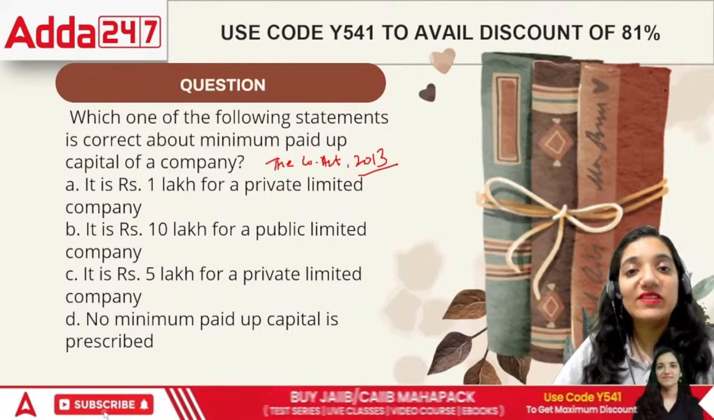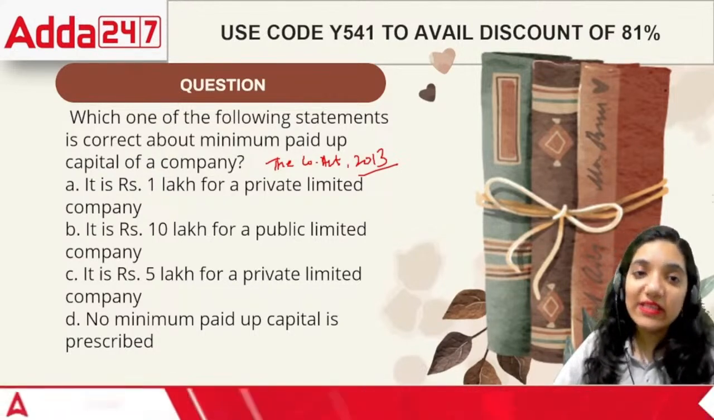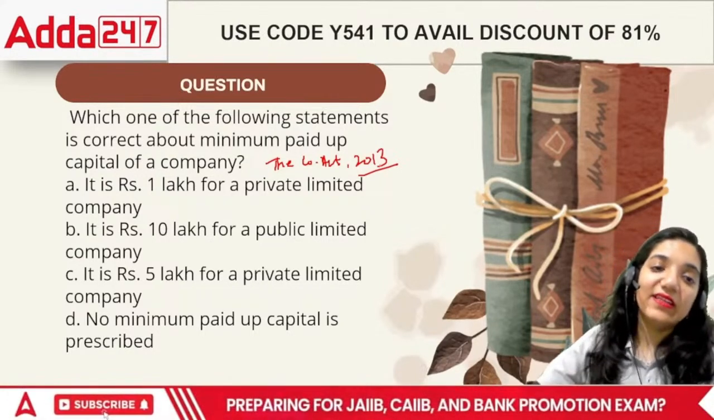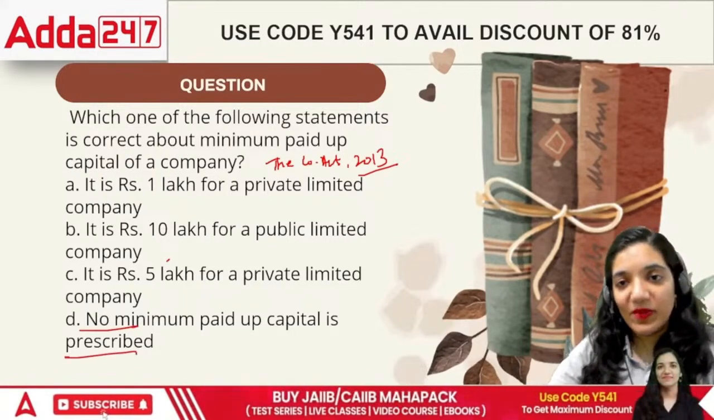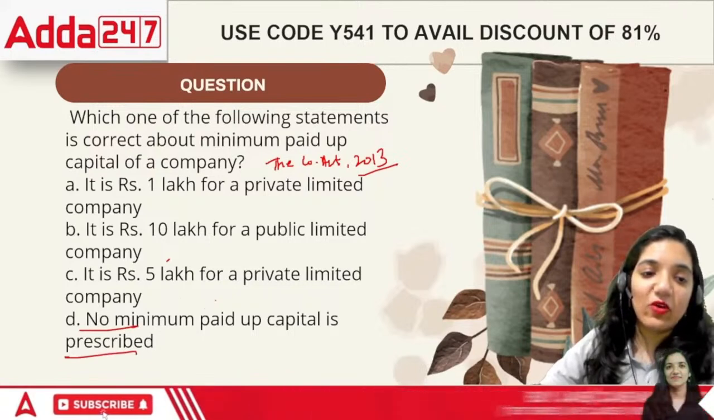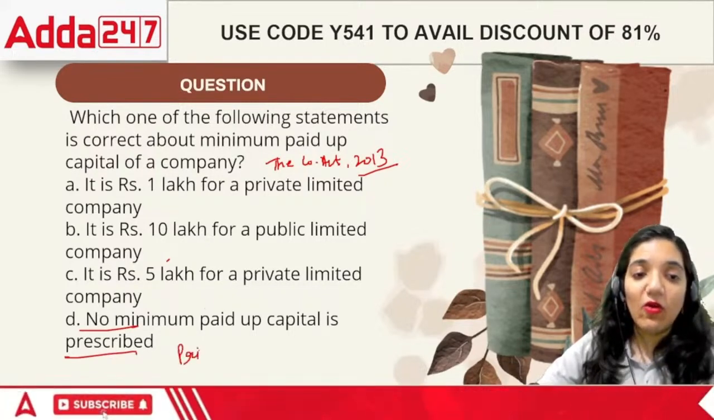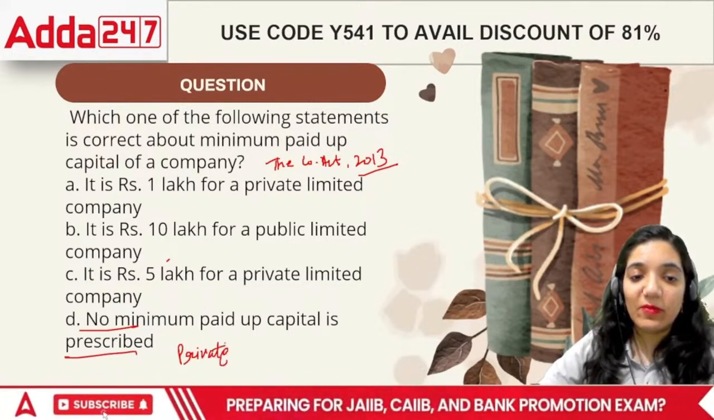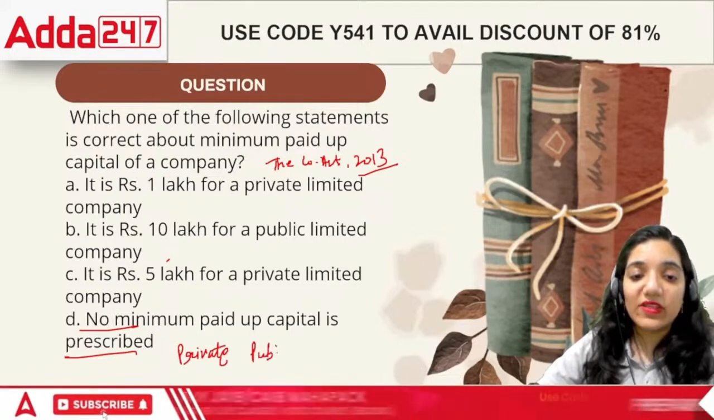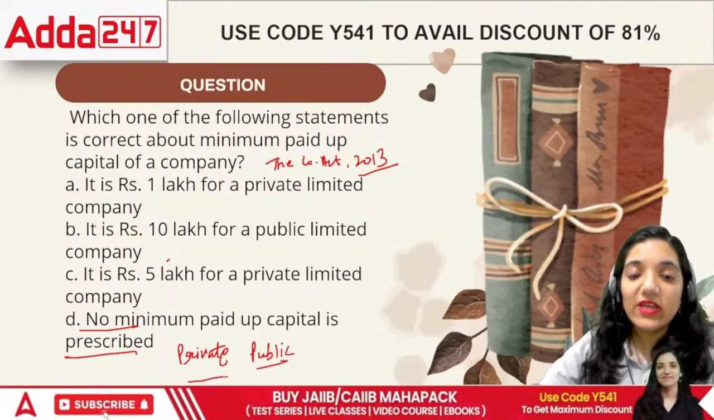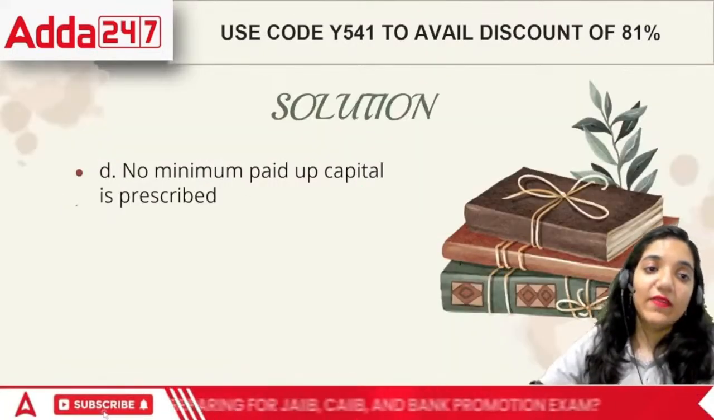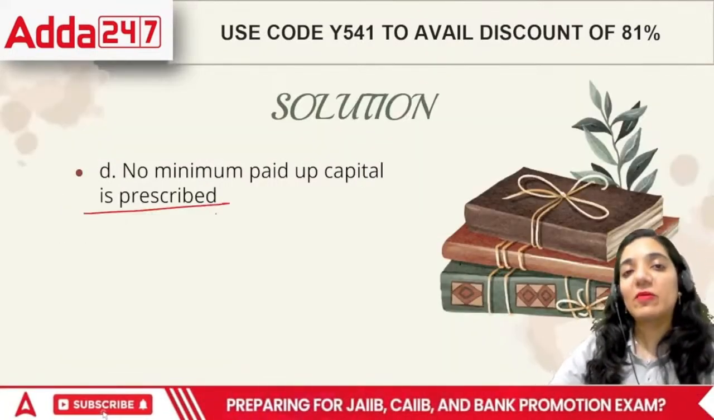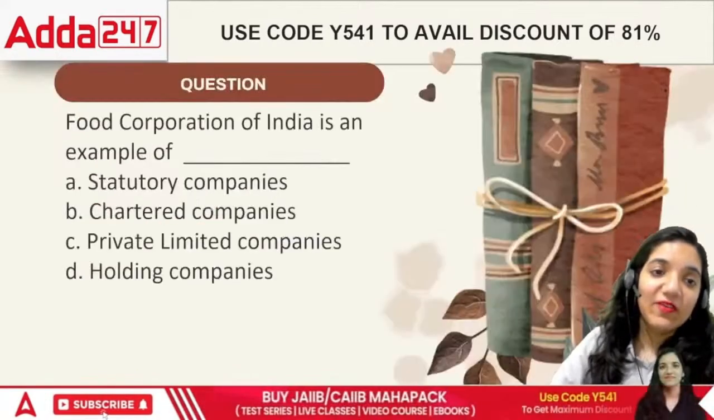But when we talk about this entire Companies Act 2013, under this they said there is no minimum paid up capital for both. That means whether we talk about the private company or the public company, for both the companies there is no need to record the books of accounts in a certain manner. That means there is no specific paid up capital prescribed for both kinds of companies.